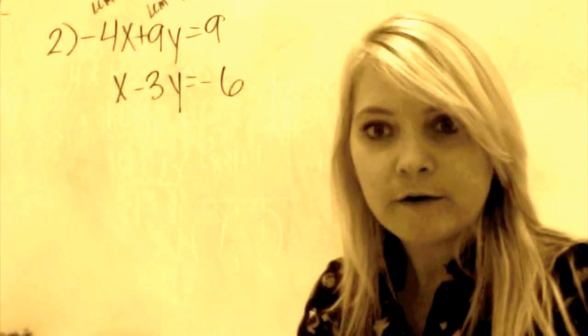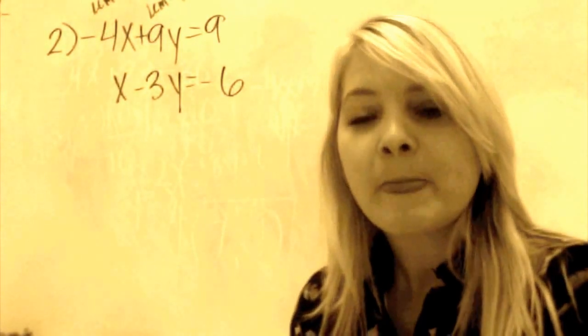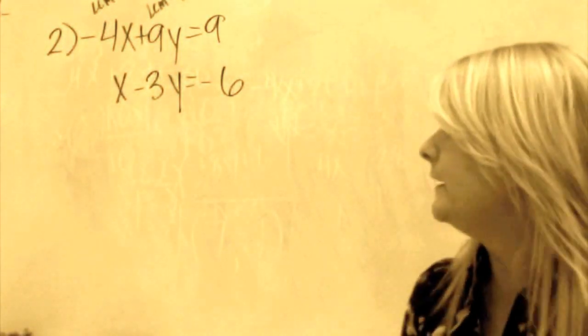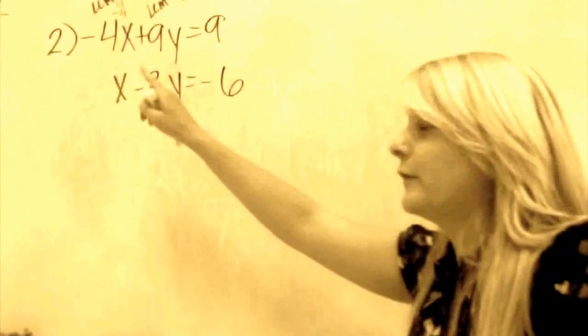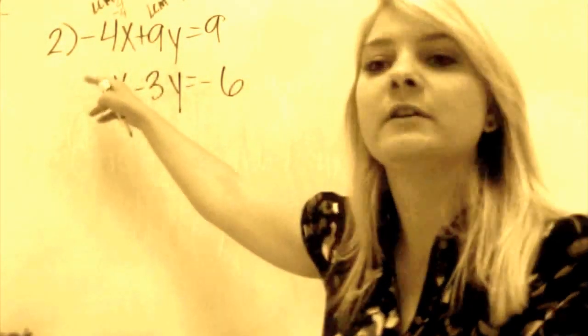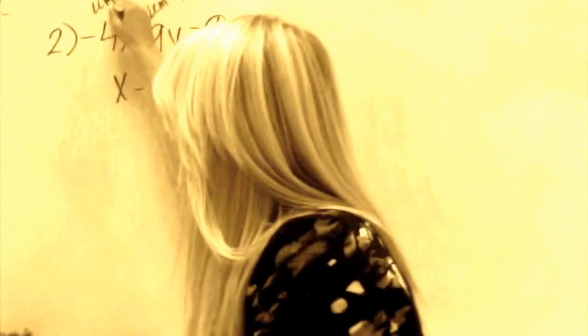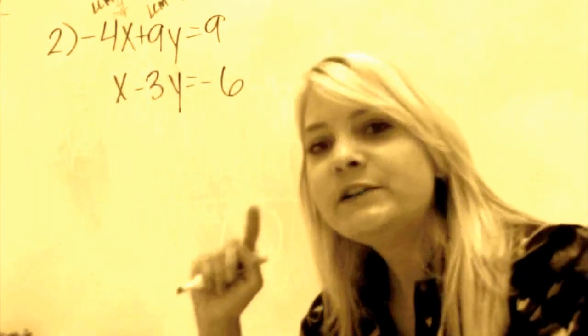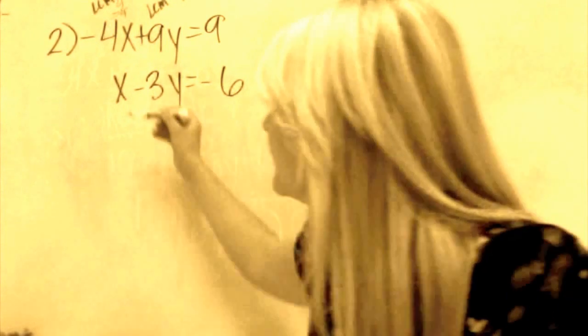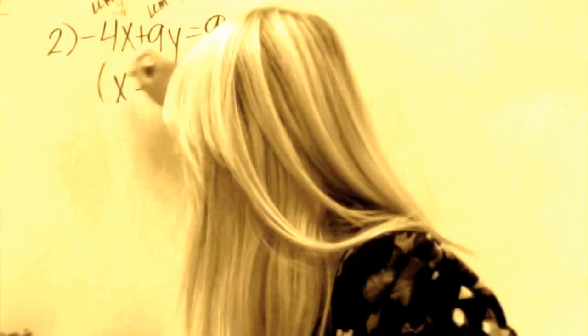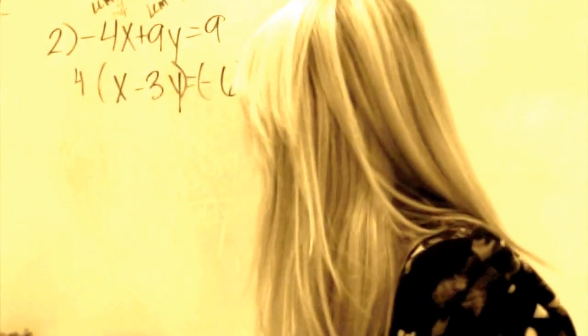So since I've chosen to eliminate the x variables, I want my coefficients to be both positive 4 and negative 4. Now, the coefficient of x in the first equation is already negative 4. But I need to ask myself, what do I multiply 1 by to get 4? And that's going to be 4. So I'm going to be multiplying this bottom equation by 4.